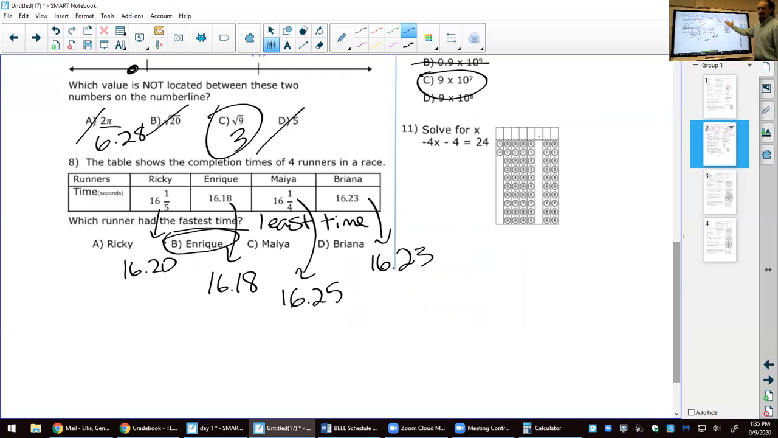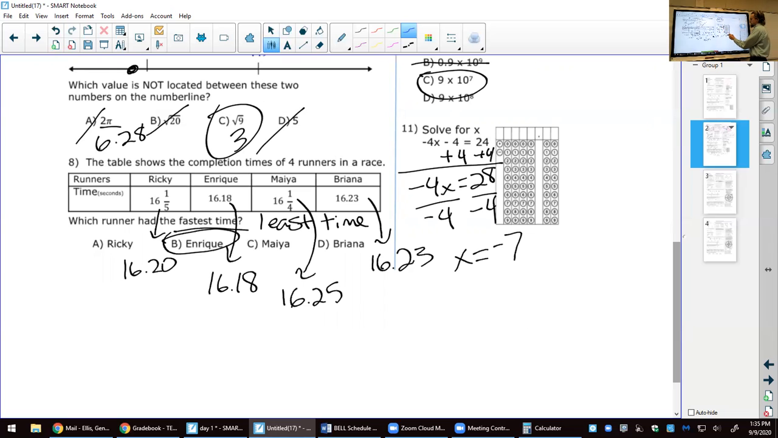And the last one, you've actually been doing this one. There's no reason why we can't get this one right. Add 4 to both sides. So -4x equals 28. Divide both sides by -4. And we get x is -7. We could check that. -7 times -4 is 28. 28 minus 4 is 24.